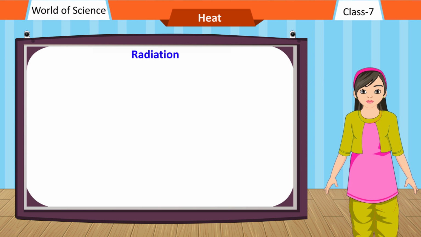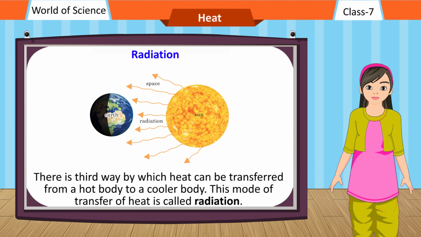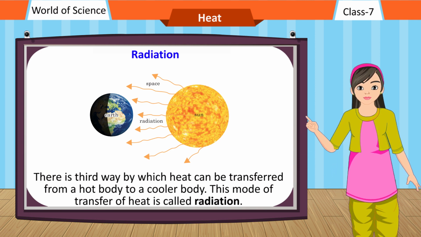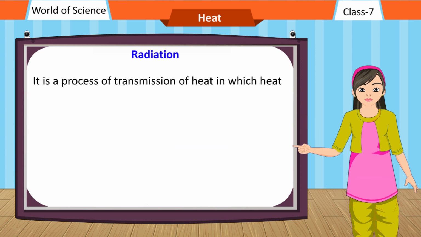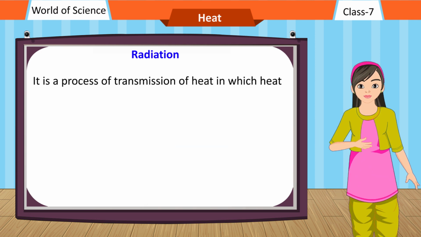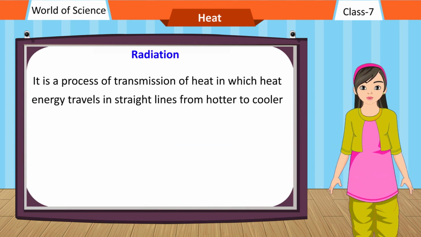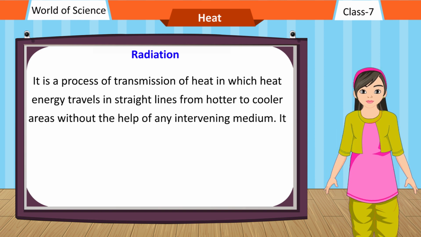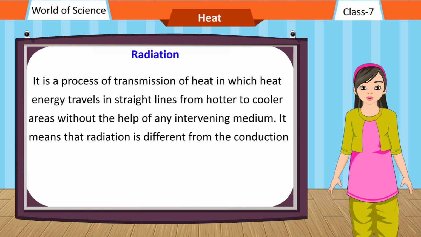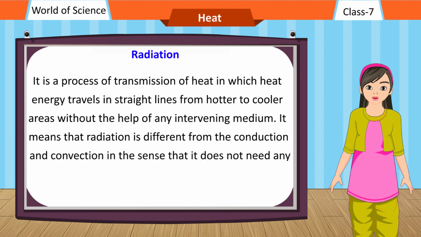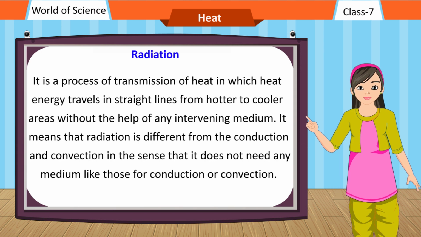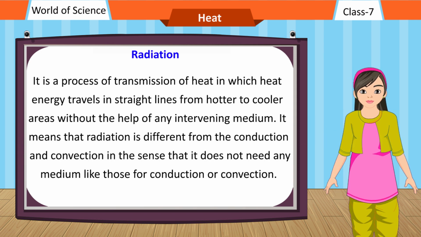Radiation. There is a third way by which heat can be transferred from a hot body to a cooler body. This mode of transfer of heat is called radiation. It is a process of transmission of heat in which heat energy travels in straight lines from hotter to cooler areas without the help of any intervening medium. It means that radiation is different from conduction and convection in the sense that it does not need any medium like those for conduction or convection.